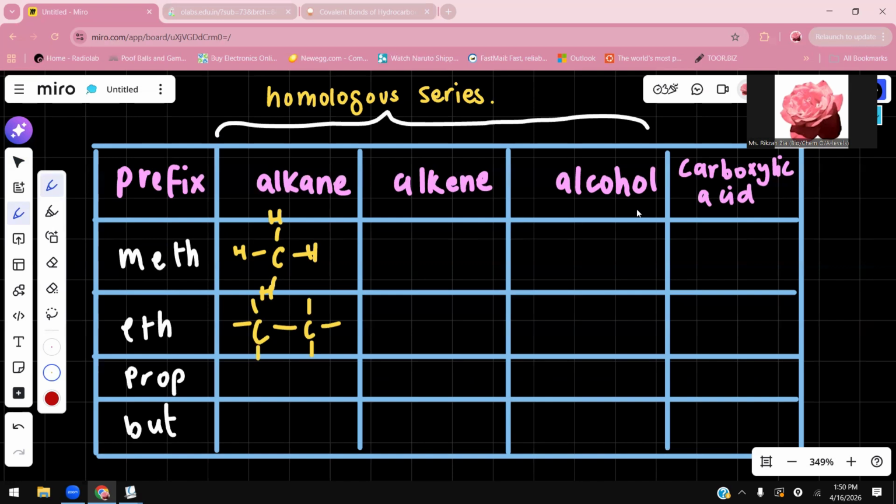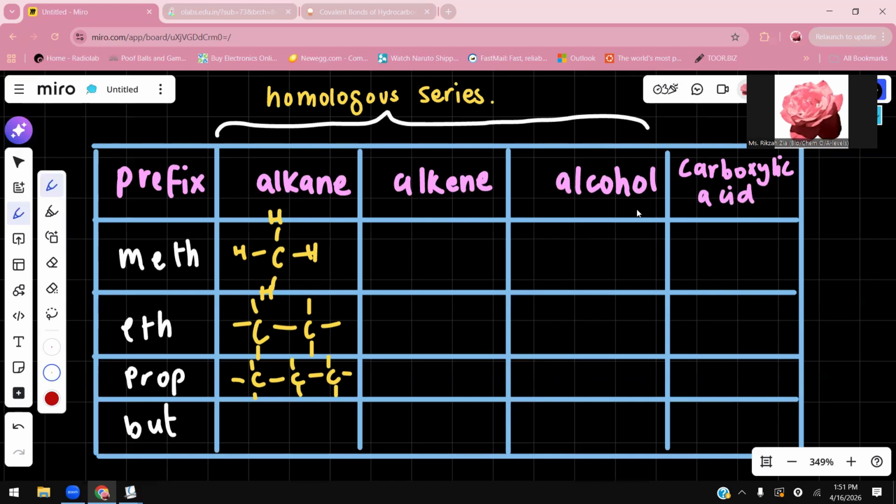Again, children, make sure that when you're drawing your structures, the valency must be complete. Carbon can only make 4 bonds, not more than that, not less than that. So prop is 3. 1, 2, 3 carbons. You're just going to add in hydrogens. I'll let you guys do the butane.